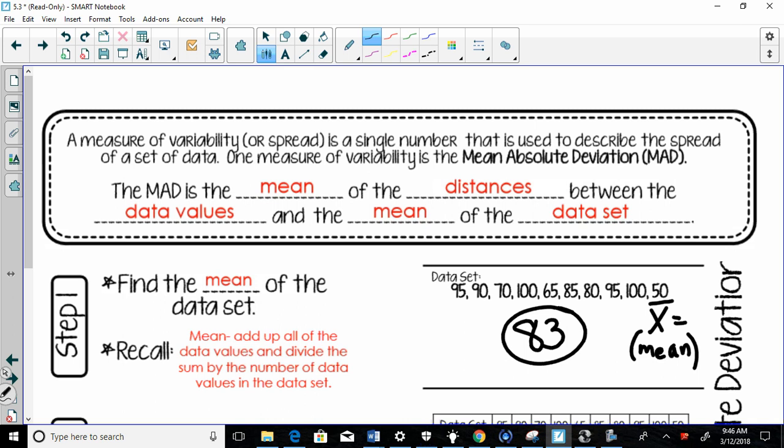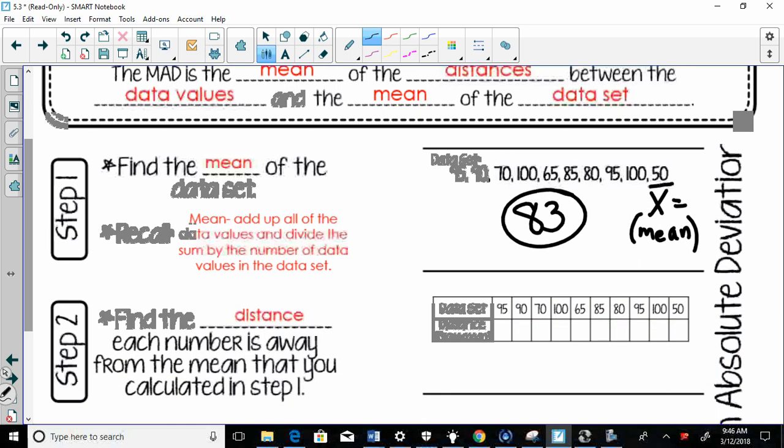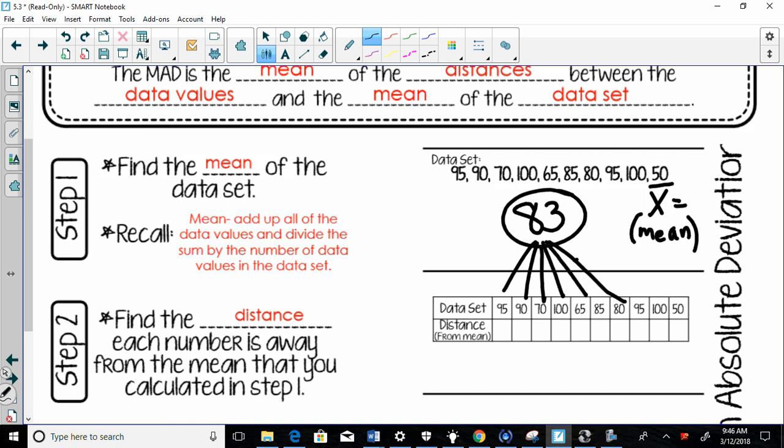And when you see something like this, the X with the line, that means mean. Now, what I'm doing is I'm finding the distance, and it has to be positive, right? Because it's just a distance away, how far away each of these scores are from your mean. So 83, I'm figuring out how far each of these numbers are from 83. And so you can subtract them, and then whatever the value is, make it positive.